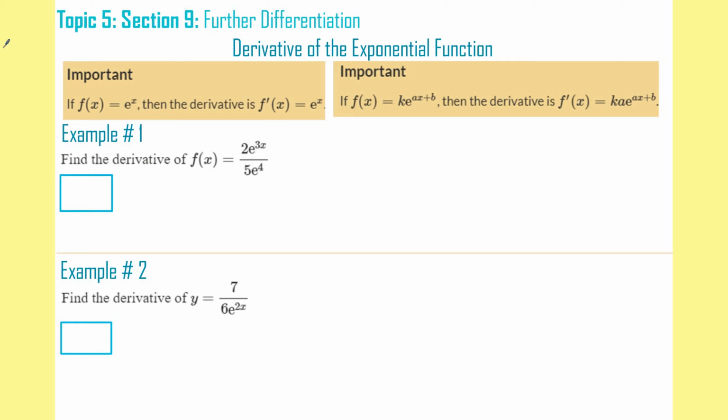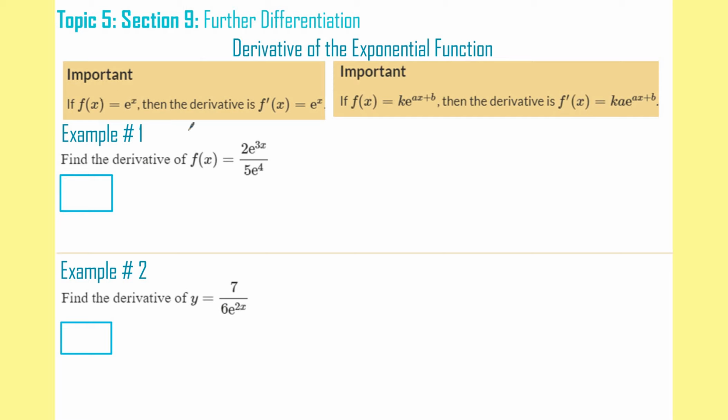Hello. Today we're going to talk about Topic 5, Section 9, Further Differentiation. This section starts out with a review of the power rule, but hopefully we all remember it. We just took a test on it, and now we're going to start taking derivatives of all the other functions. So the first one we'll start out with is the exponential function.